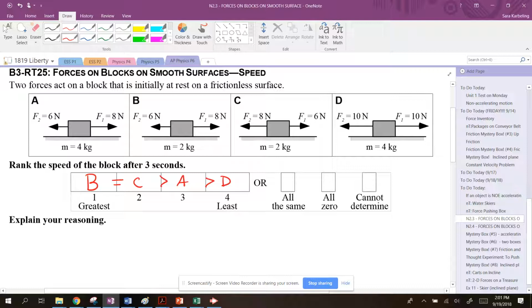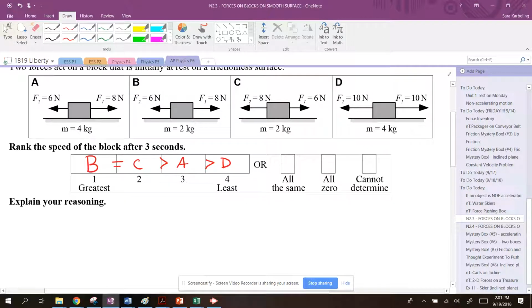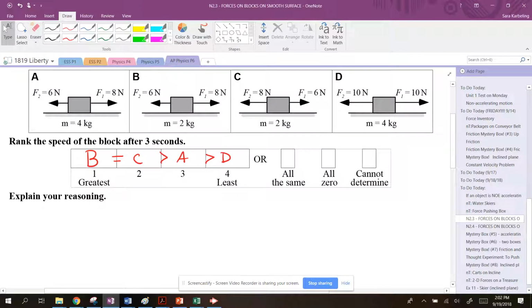All right. Now I want to know why. There's a lot to this problem. And this is one of those that if you don't explain it completely, then even if you get this right, you might not get all the points here. So who would like to explain or get started on an explanation of why that's the right answer? Get us started. Yeah. You want to find the net force first.